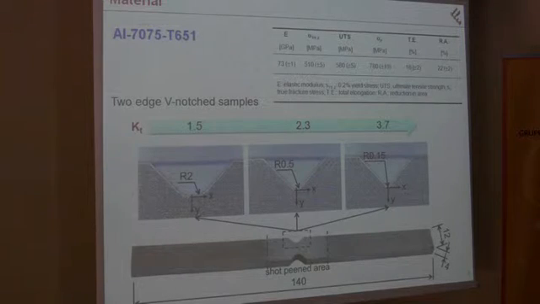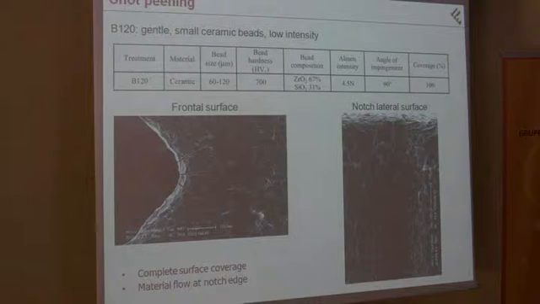Experimentation has been carried out on the same alloy, and we considered three different notches, with stress concentration factors ranging between 1.5 and 3.7. Shot-peening was carried out following the parameters reported in this table. In particular, we performed a gentle, low-intensity shot-peening, which is the most effective to improve the fatigue resistance of aluminum alloy.